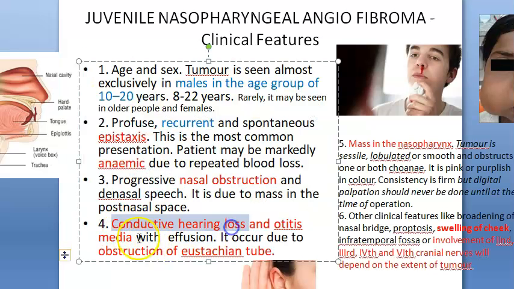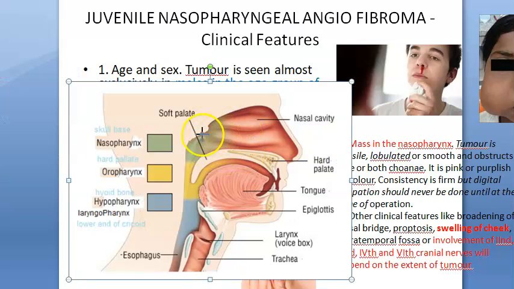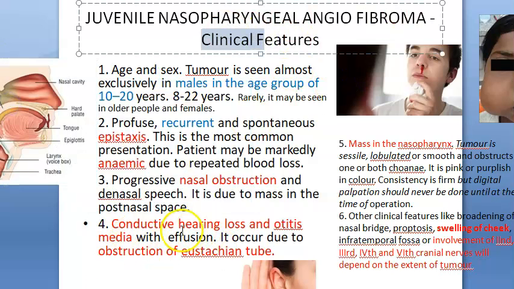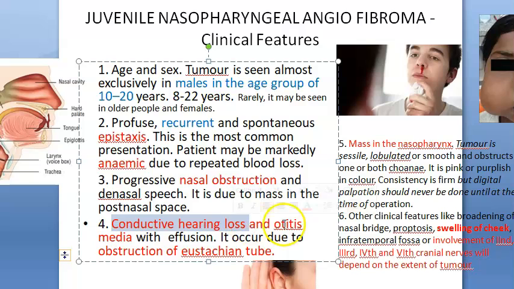These people can have hearing loss and otitis media with effusion. Why? Because there will be obstruction of eustachian tube. Do you know where the eustachian tube opens? In the nasopharynx. So in the nasopharynx, you have the opening of the eustachian tube. And the eustachian tube is coming from the middle ear. Right? So what will happen when there is a mass growing here and the eustachian tube is blocked? There will be middle ear infection. So there will be hearing loss. So that is another clinical feature of juvenile nasopharyngeal angiofibroma. They have conductive hearing loss because of the middle ear, and otitis media they will have with effusion. Probably that is causing conductive hearing loss. This is all because of the obstruction of eustachian tube.